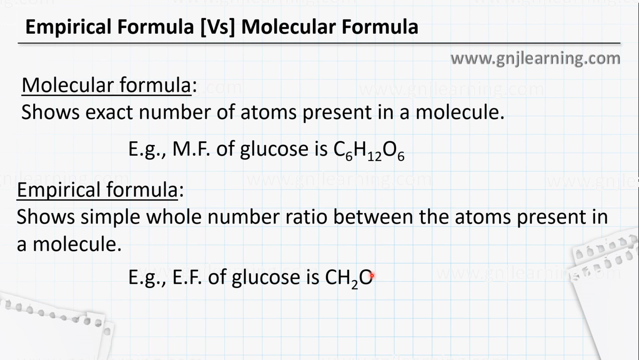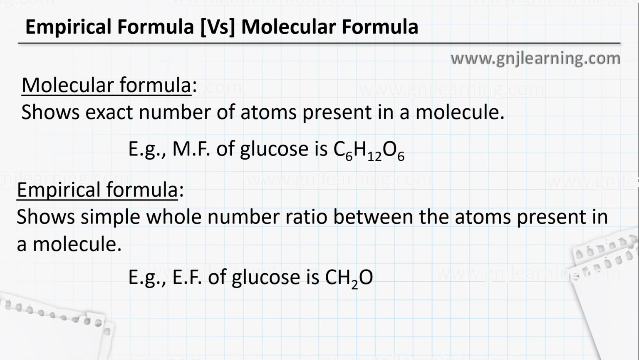Difference between molecular formula and empirical formula. If it's a molecular formula, it gives a clear picture of what the atoms are and how many atoms are present. Whereas the empirical formula will show what the atoms are, but it will not show how many atoms are there. So you can say that this is quality. This shows the quality, that is, what the atoms present are. Whereas molecular formula is quantity, how many atoms are present in a molecule. So this is quality and this is quantity.